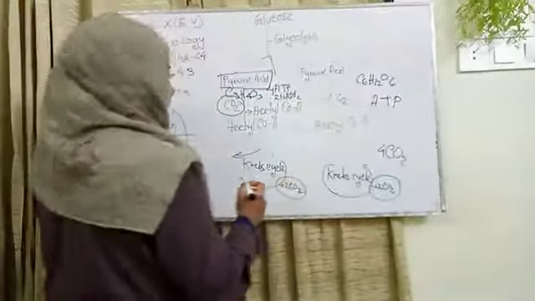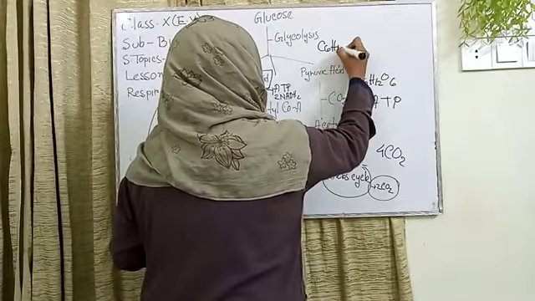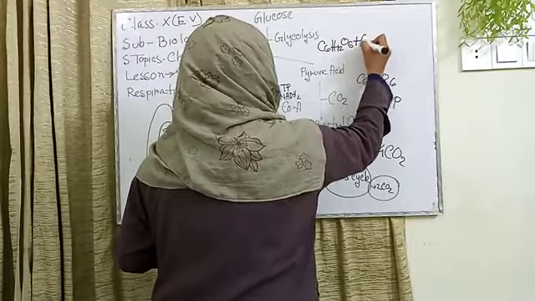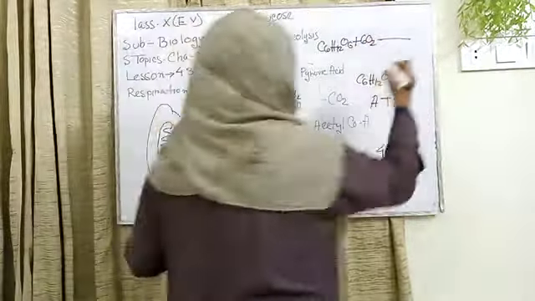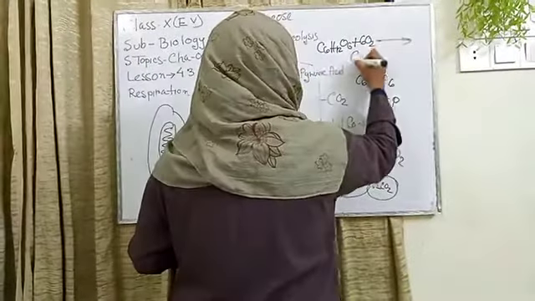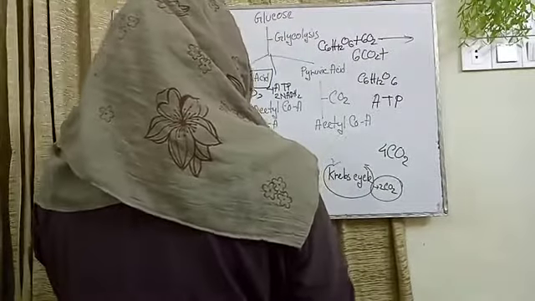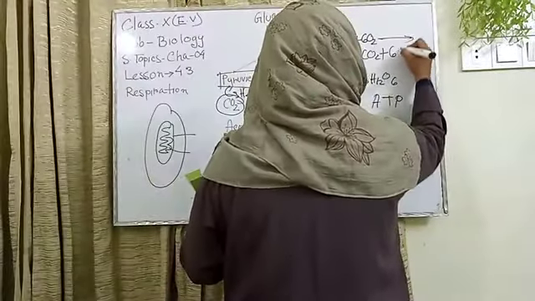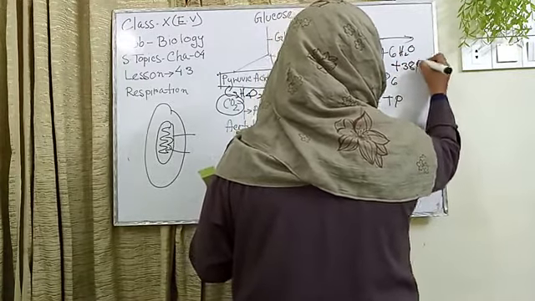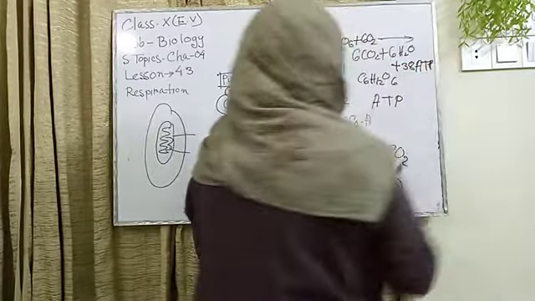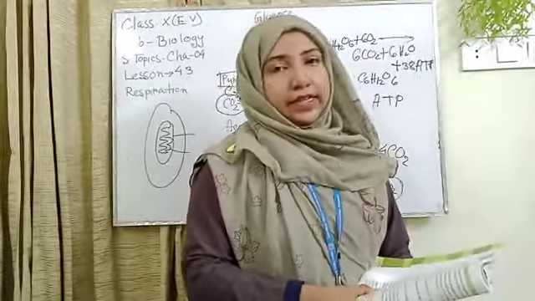Here our main reaction is glucose plus 6 oxygen, with enzymes, giving 6 carbon dioxide, 6 H2O, and 38 ATP. As we discussed at first, ATP is the kinetic energy.